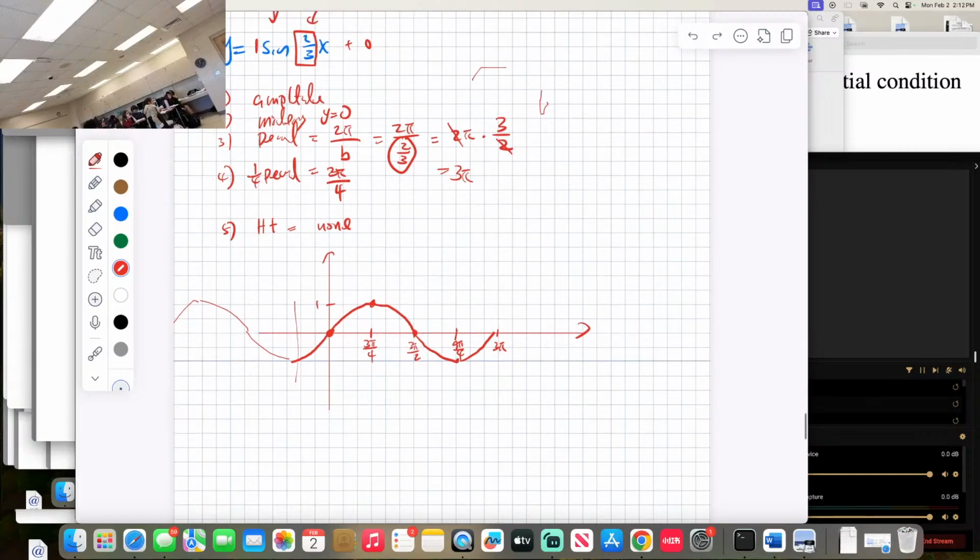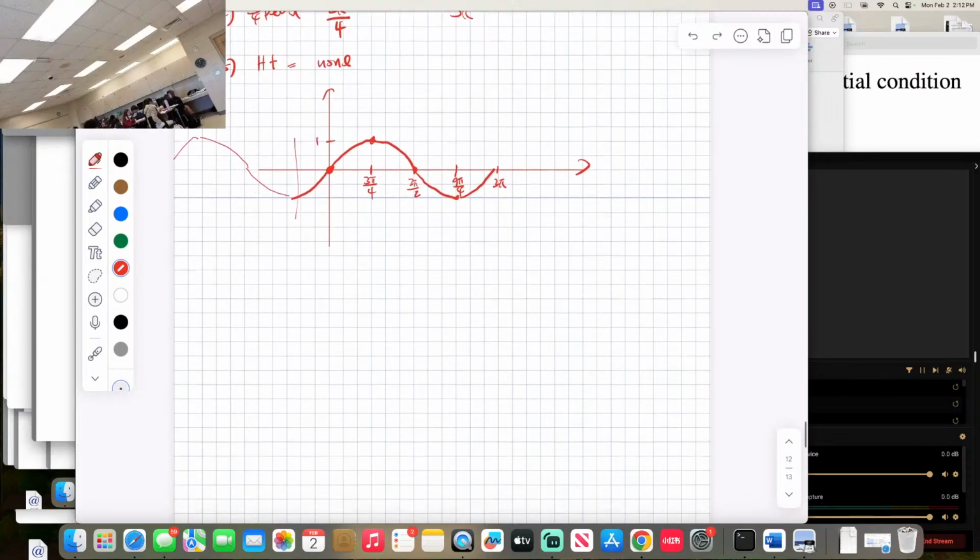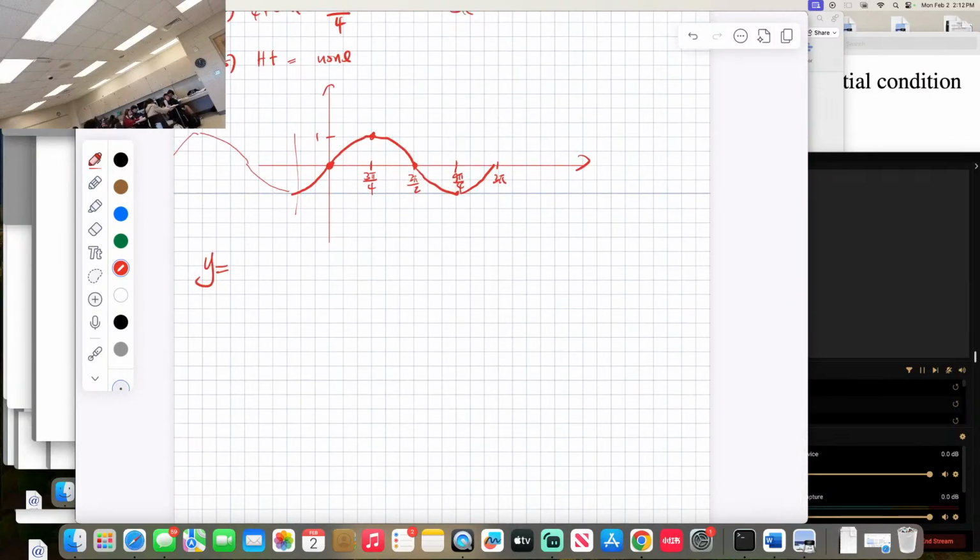So we're going to give you a little bit more difficult one. The second one I want you to graph is y equals -2 cosine of 4 over 3 x minus 1.